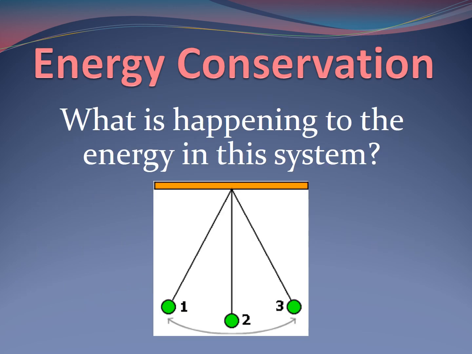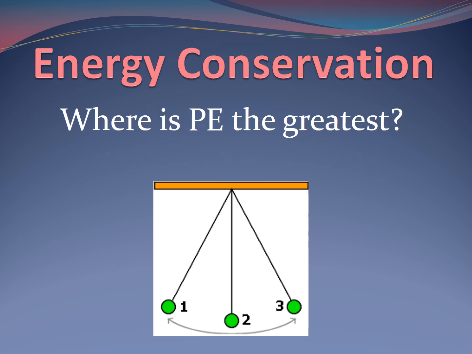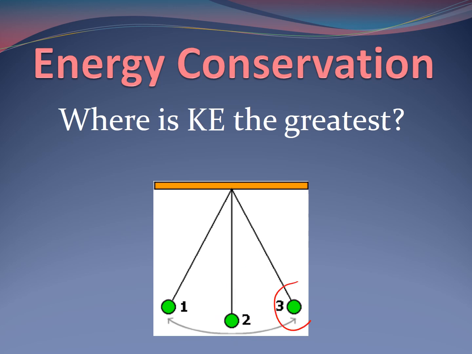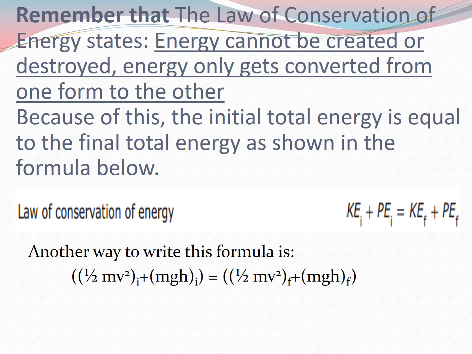So what is happening to the energy in this system? And where is potential energy the greatest? Energy, remember, is always conserved, so it should be the same all throughout. So where is potential energy the greatest? Where does it have the most potential to move? Your answer here should be 2. That's where it has the most potential energy, because it could have the potential to move to 1 or to 3. So that means our greatest kinetic energy, where it's moving the most, would be 3 and 1.